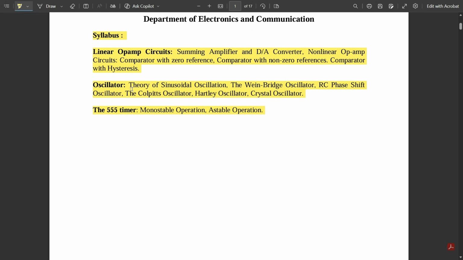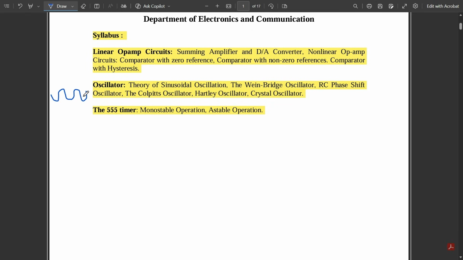Then in the next part we have the oscillators. In the oscillators, again first we need to discuss the theory of oscillation, that is basically the sinusoidal oscillation. So what we mean by the sinusoidal signal, and how it operates in different signals which are provided for different sets of oscillations. That we are going to be studying in depth. Then after that we'll discuss some important kinds of oscillators. That is, the Wien-Bridge oscillator, RC phase shift oscillator, Colpitts oscillator, Hartley oscillator, and crystal oscillator. So these are the different kinds of oscillator circuits. One by one we are going to be discussing.